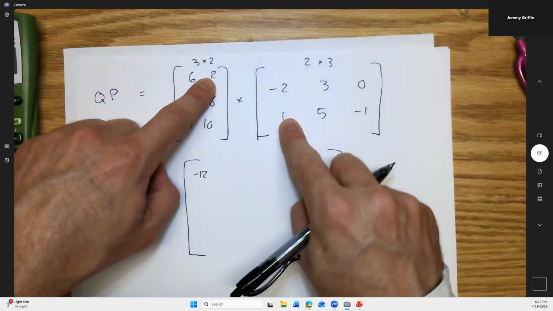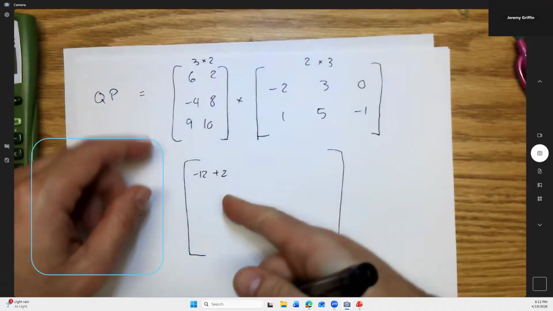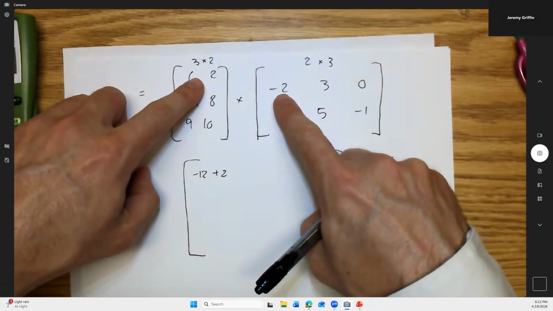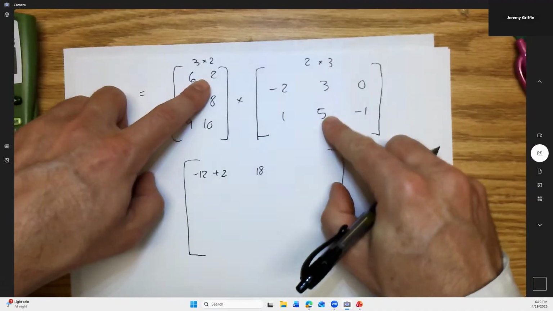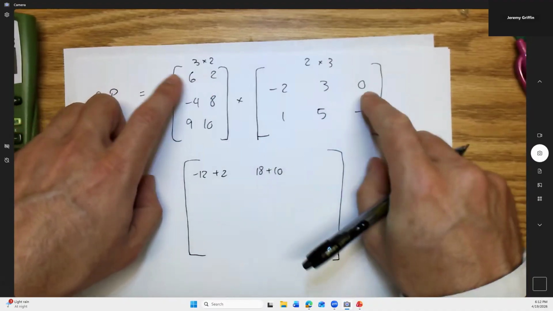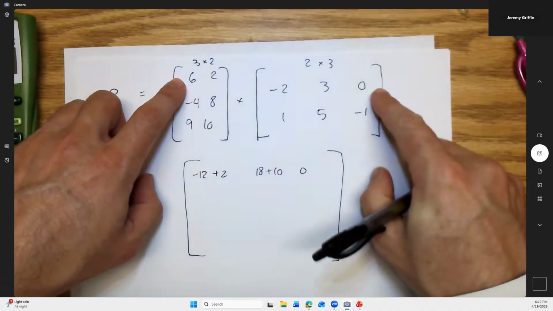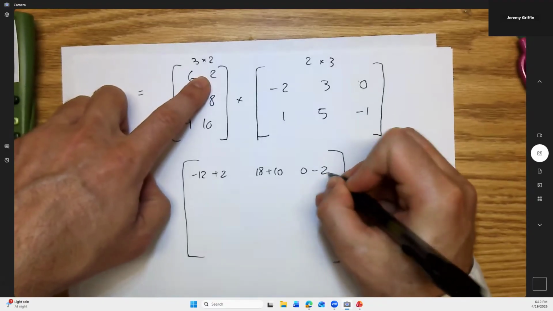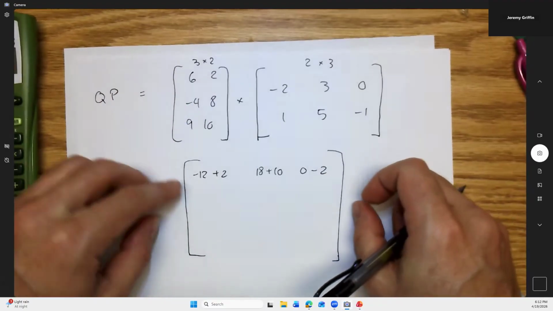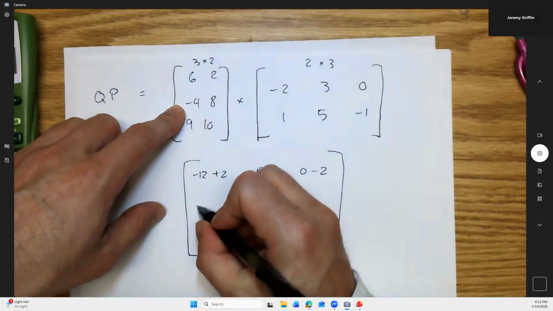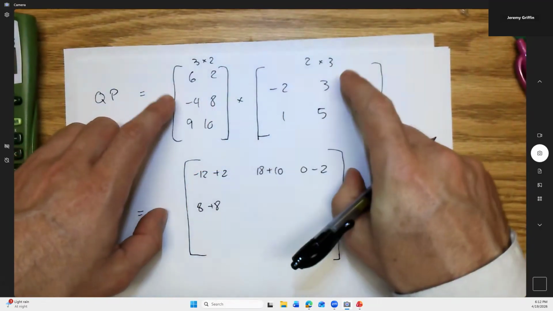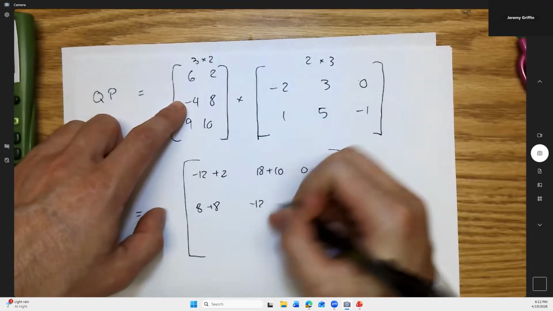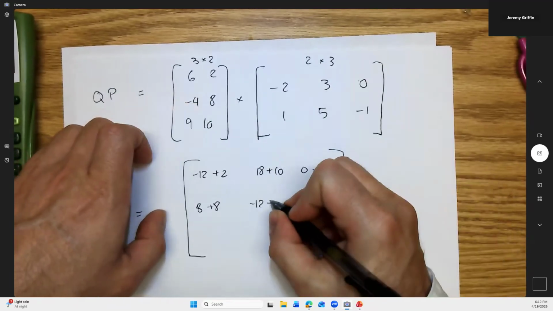So let's do 6 times negative 2 is negative 12. Plus 2 times 1 is 2. That's that element right there. Moving on. Let's go to the middle. 6 times 3 is 18. 2 times 5 is 10. 6 times 0 is 0. 2 times negative 1 is negative 2. Next row. Negative 4 times negative 2 is positive 8. And another 8. Negative 12, and 40.